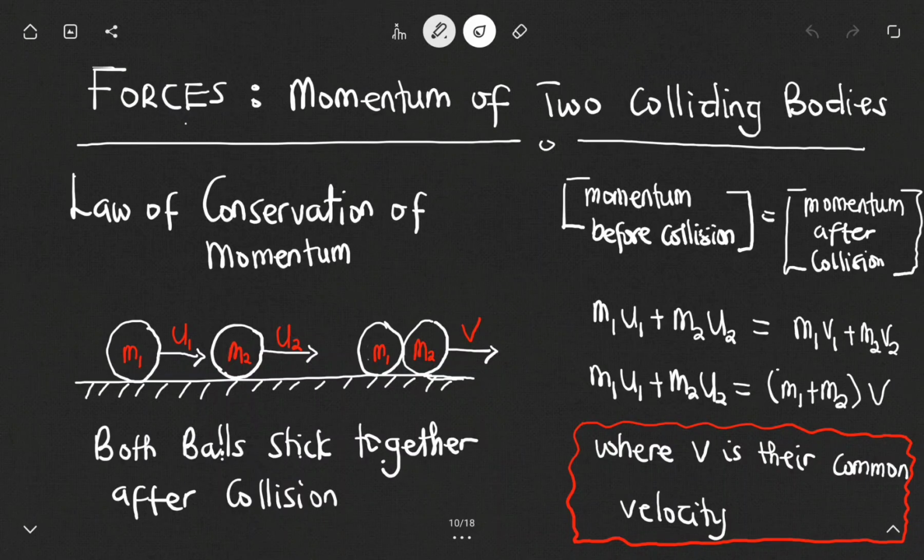Hello guys, in this video we want to look at forces, where we'll be talking about the momentum of two colliding bodies. We'll be looking at the law of conservation of momentum and what happens if we have two bodies colliding with each other and then they move together after collision, having a common velocity. So let's go ahead and look at some problems on this particular topic.